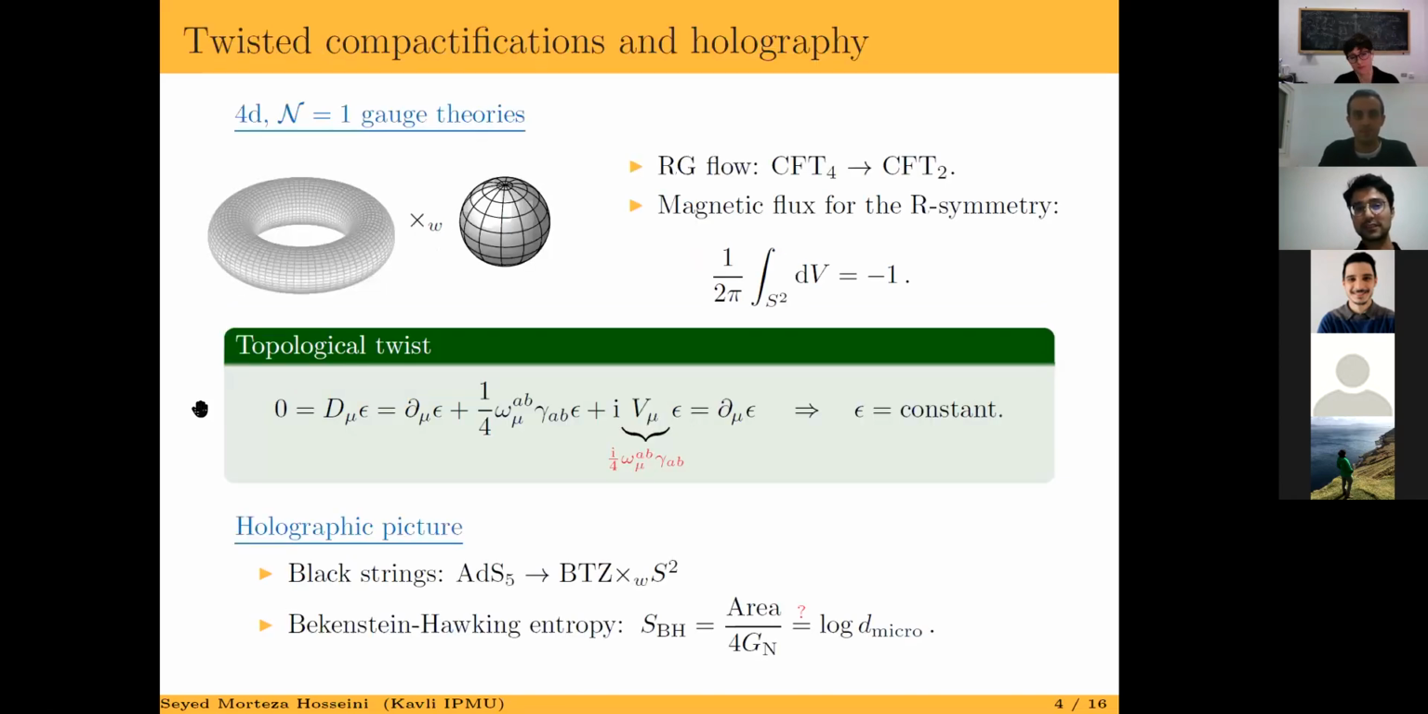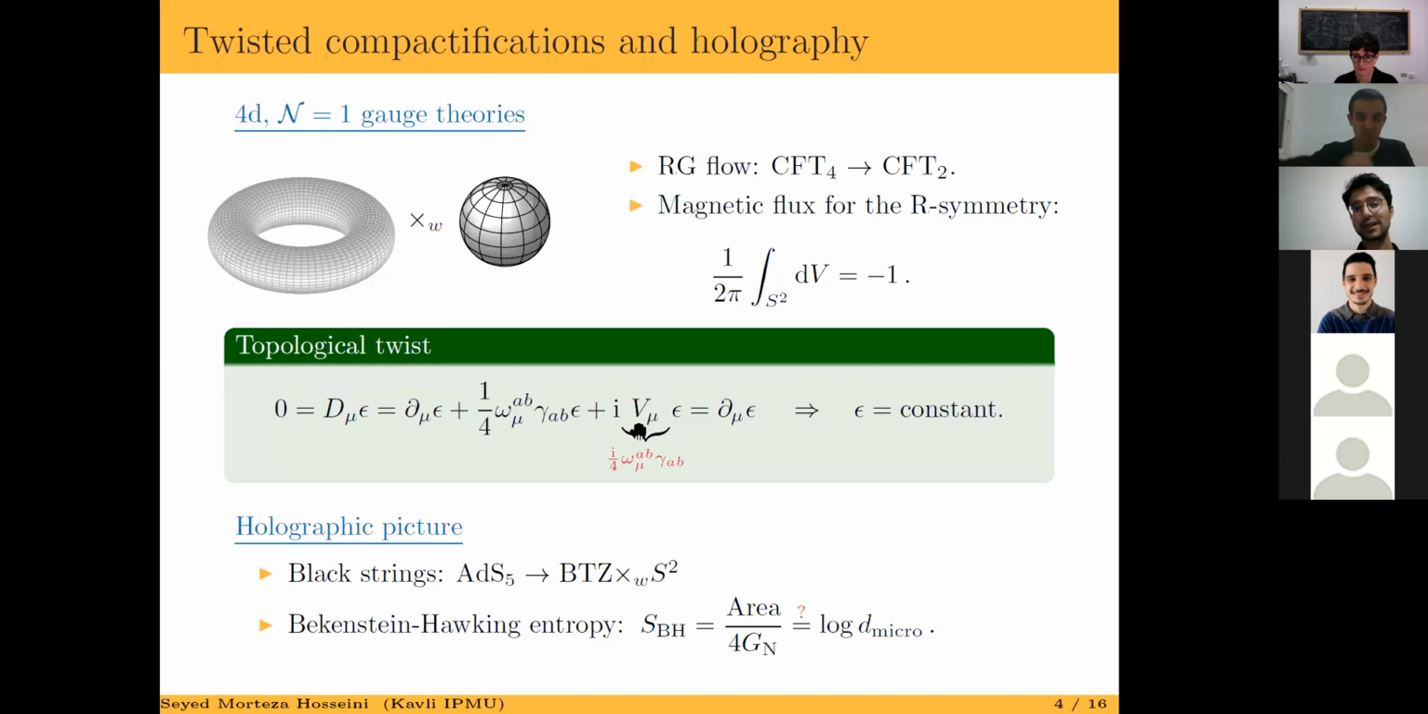So let me start with the field theory part of the topic, which is the twisted compactification of 4-dimensional N=1 gauge theories. Let me start by considering this class of field theories that are placed on a torus times an S2. Here, the product is not a direct product, and the torus is actually warped over the S2. The way that we preserve supersymmetry over this S2 is by doing a topological twist, which is the simplest and yet, I would say, very beautiful way of preserving supersymmetry.